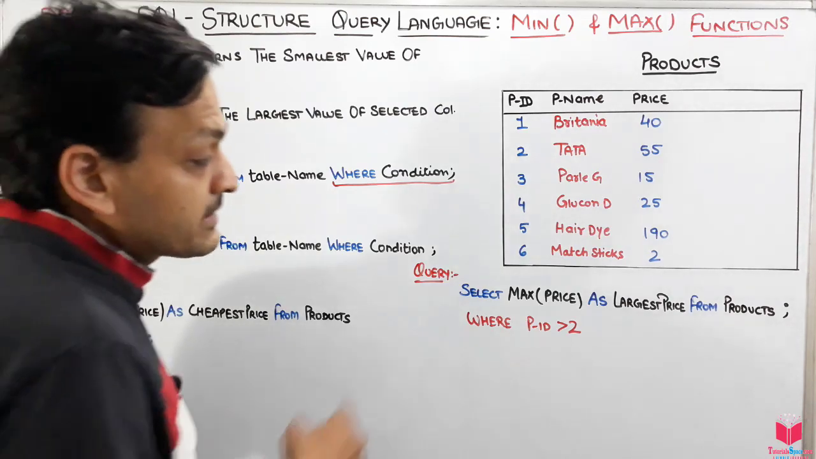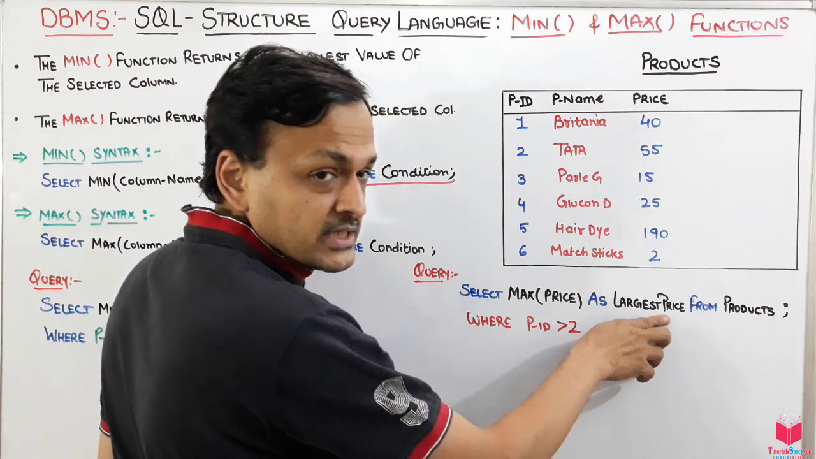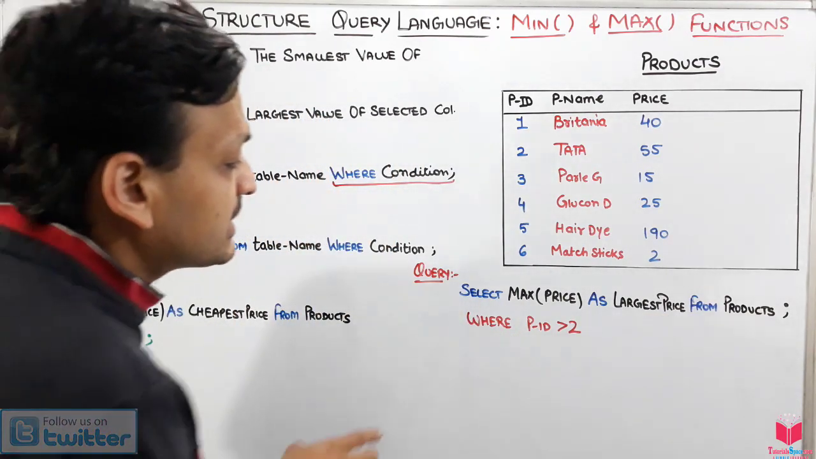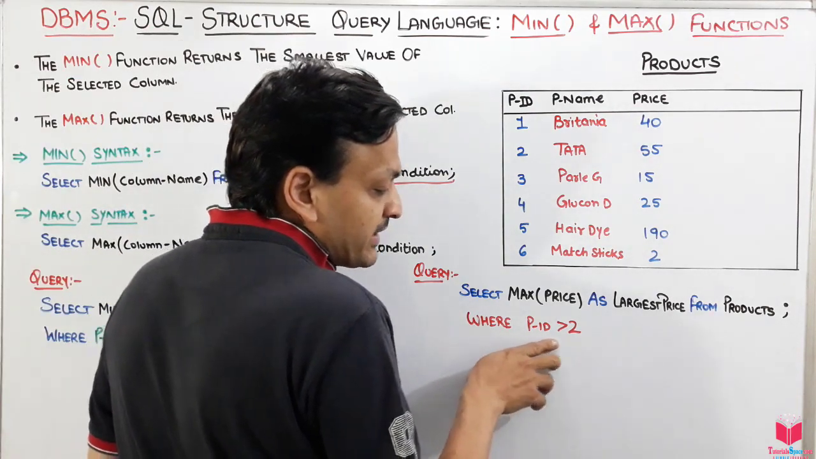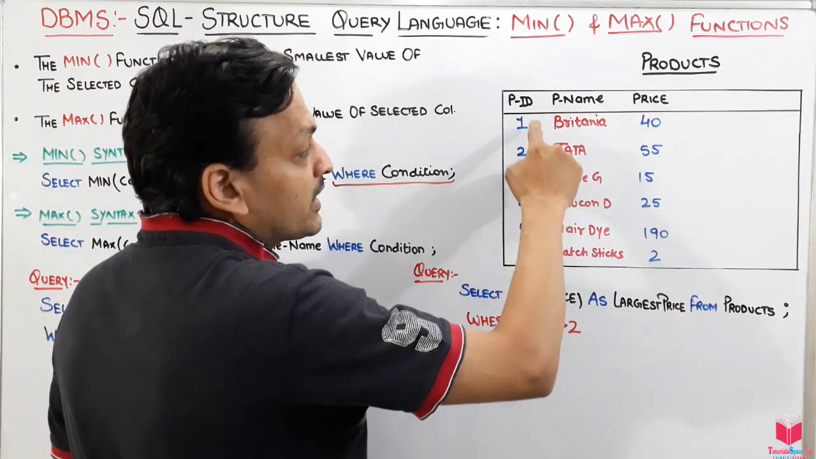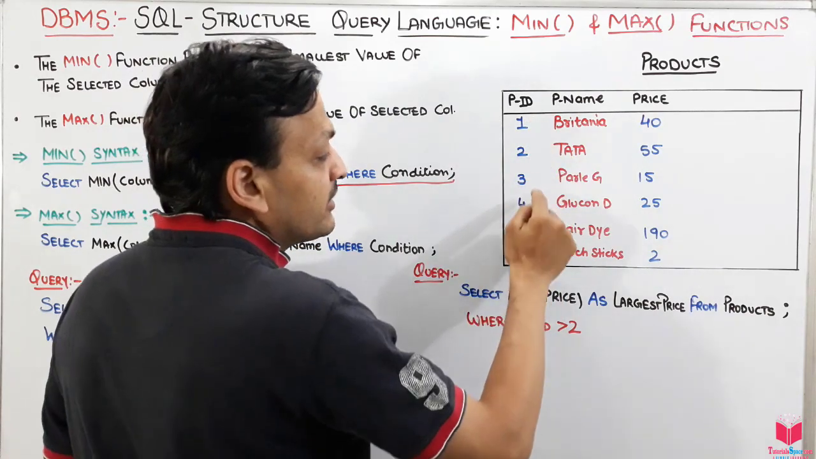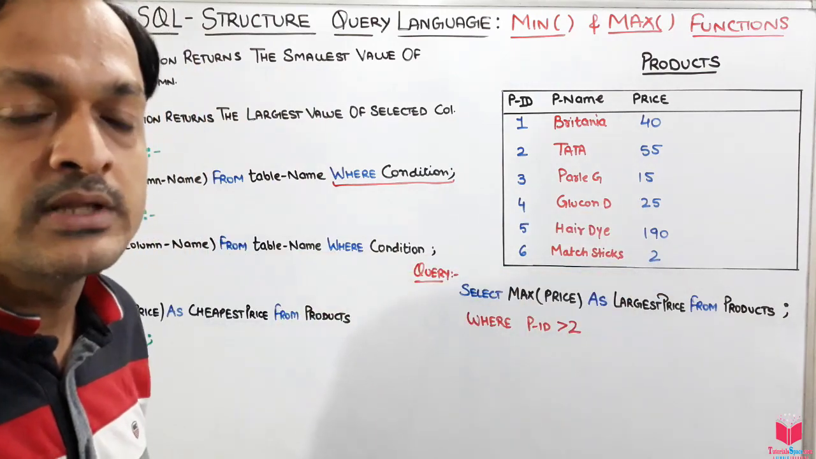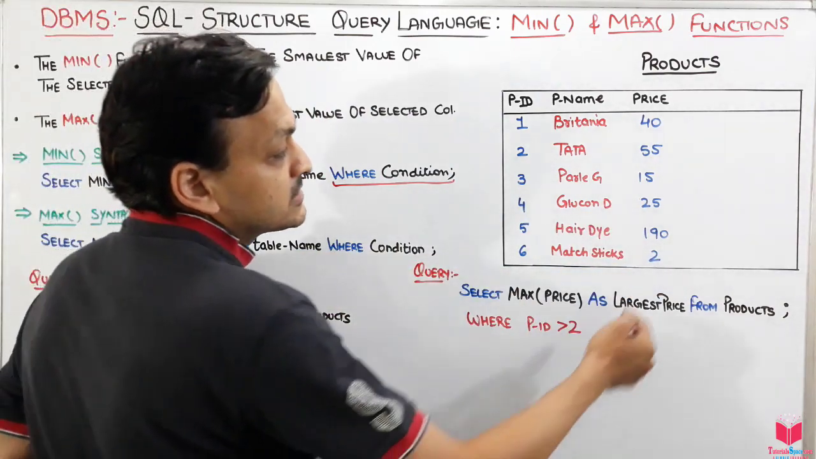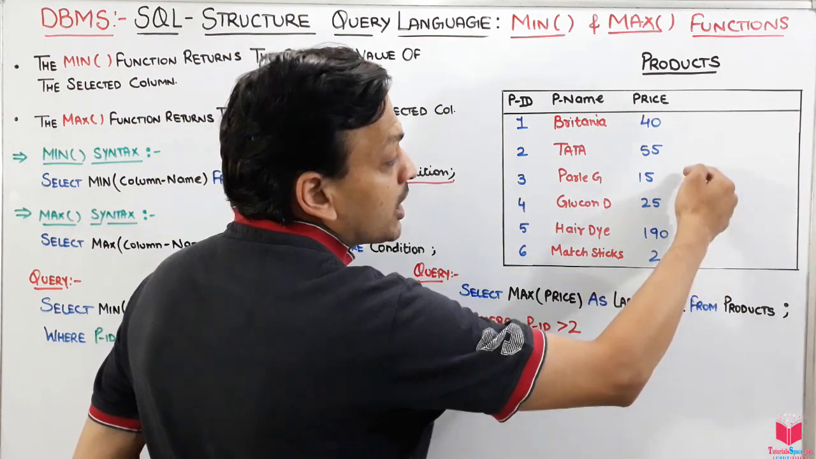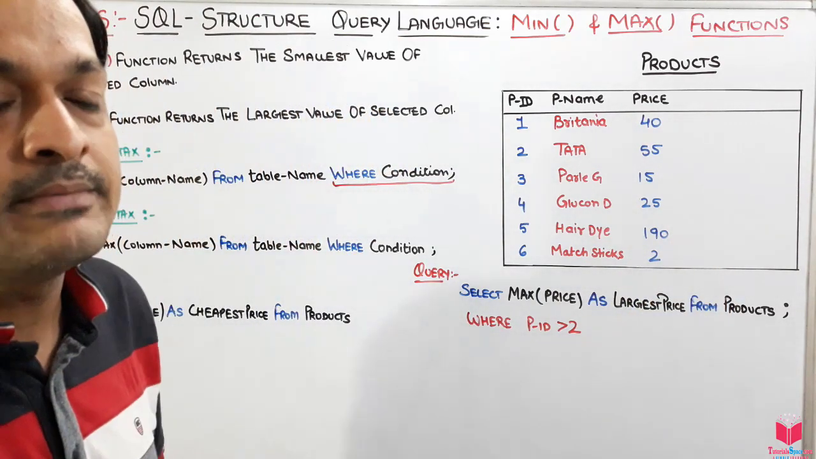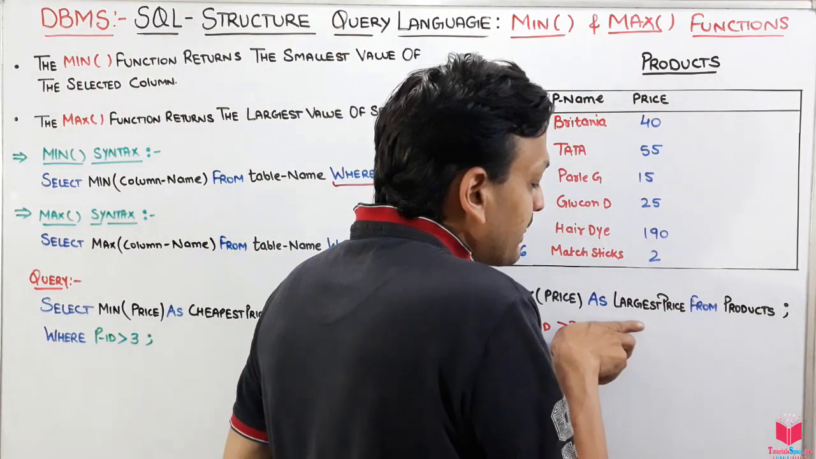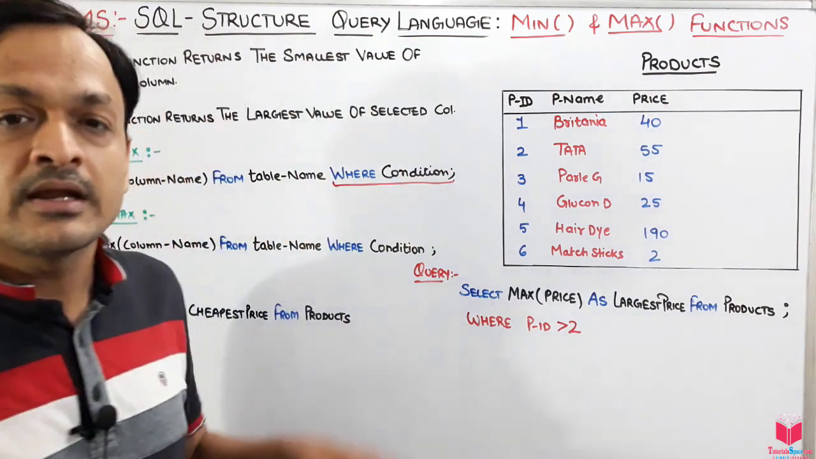Again, the same for max. For the query, SELECT MAX price AS largest price FROM products WHERE PID greater than 2. It will first select all the tuples or rows which have PID greater than 2, so 1 and 2 will not be included. 3, 4, 5, 6 will be chosen, and from these, the price which has the maximum or largest value will be given out. These are 15, 25, 190 and 2. Out of all these values, 190 is the largest value. So it will print the largest price as the column name in a table, then 190 written below it.